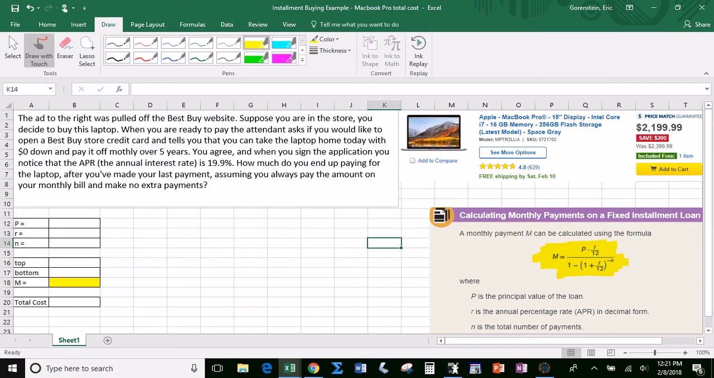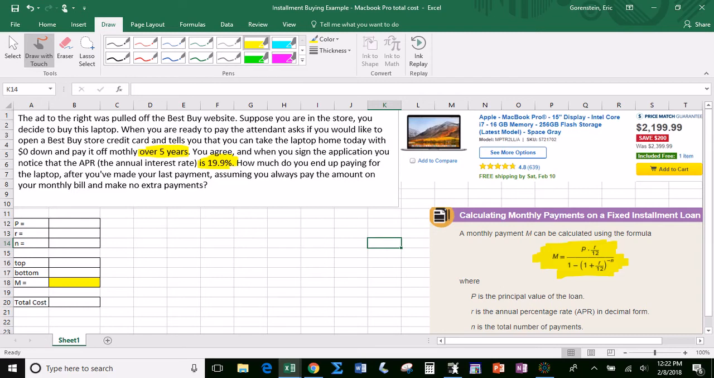The ad to the right was pulled off the Best Buy website. Suppose you're in the store, you would decide to buy this laptop. Pay it off monthly over 5 years. Okay, so our time in years is 5. You agree when you sign the application. You notice that the APR is 19.9%. Okay, that's important, the interest rate. So the amount of time and the interest rate both affect the amount of interest. So how much do you end up paying?